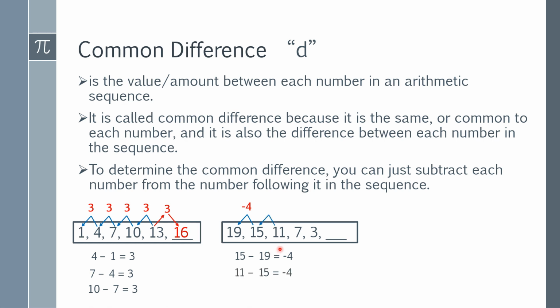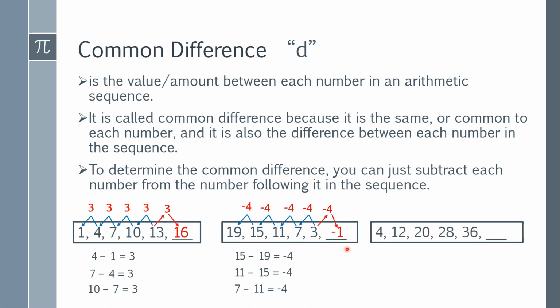Next, we have 11 minus 15. That is also negative 4. Next, we have 7 minus 11, which is also negative 4. Next is 3 minus 7, which is also negative 4. So the common difference in this sequence is negative 4. So the next number will be 3 plus negative 4, which is negative 1.